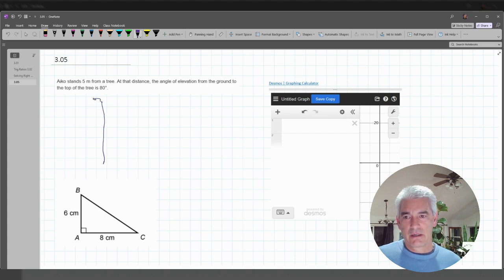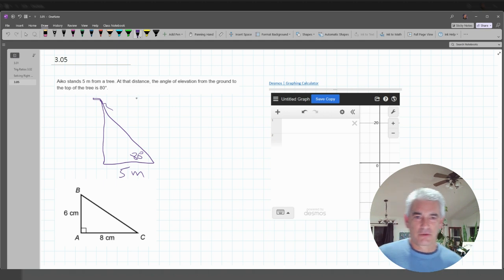Here's the tree, 5 meters away, 5 meters. At that distance, the angle of elevation from the ground to the top of the tree, so this angle is 80 degrees. Find the height of the tree. That's missing in this, but find the height of the tree. So I'm going to call this X. So this is our given angle.